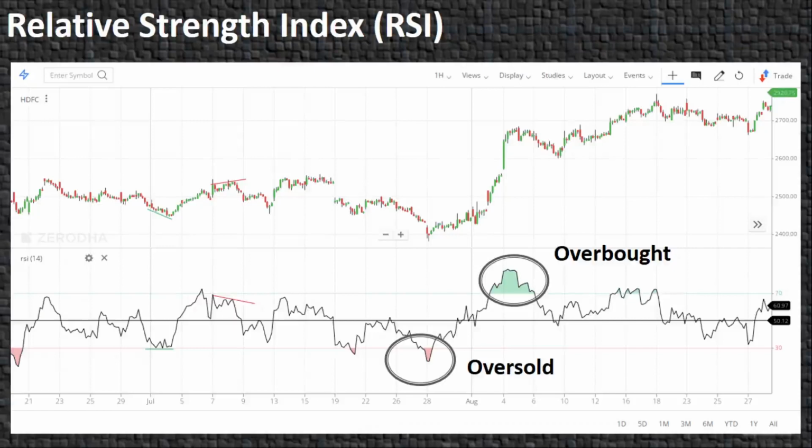The relative strength index or RSI is a momentum indicator used in technical analysis. The RSI is displayed as an oscillator and can have a reading from 0 to 100. A stock is usually considered overbought when the RSI is above 70% and oversold when it is below 30%.